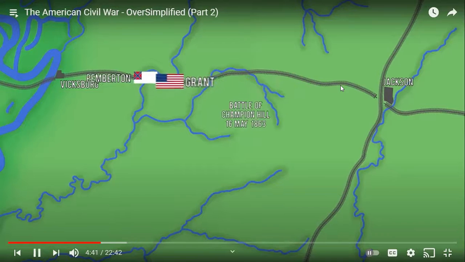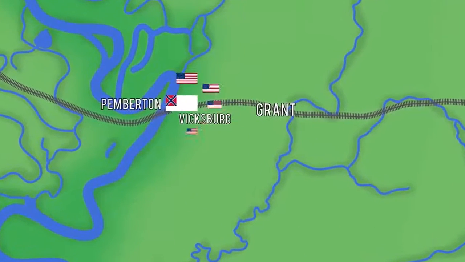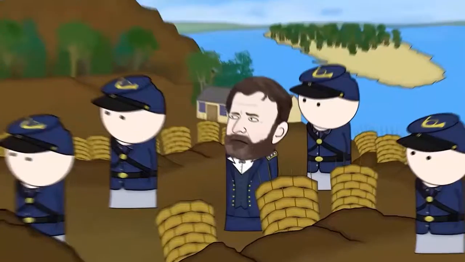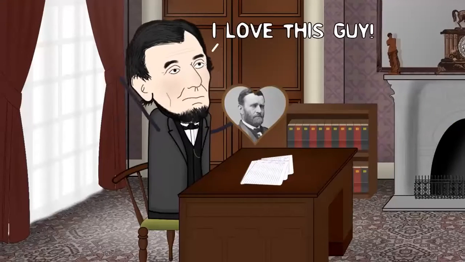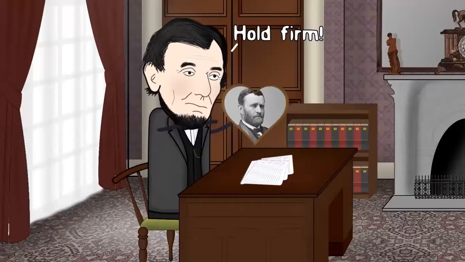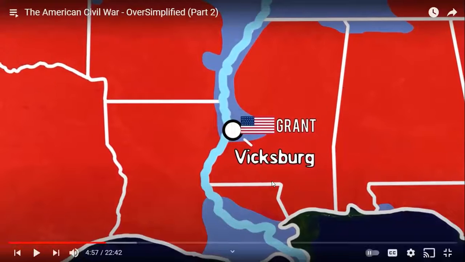Once he reached Vicksburg, the Confederate defense became hardened, and Grant was forced to settle in for a month-long siege, during which time he got rather bored. Despite not taking the city, Lincoln loved it and encouraged Grant to hold firm. It would only be a matter of time before the Mississippi was in Union hands. And then they could send supplies through the Mississippi.